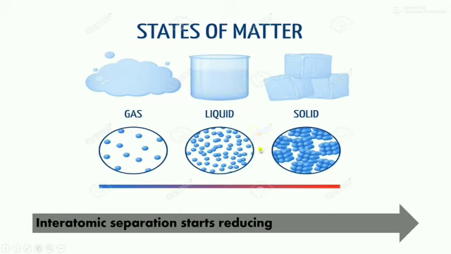And in solid state, the molecules of the matter are very closely packed with each other, hence the intermolecular spaces between them are really less. Here we can take ice as a great example. Now if we move from gaseous state to liquid state and from liquid state to solid, the intermolecular spaces between them start reducing.